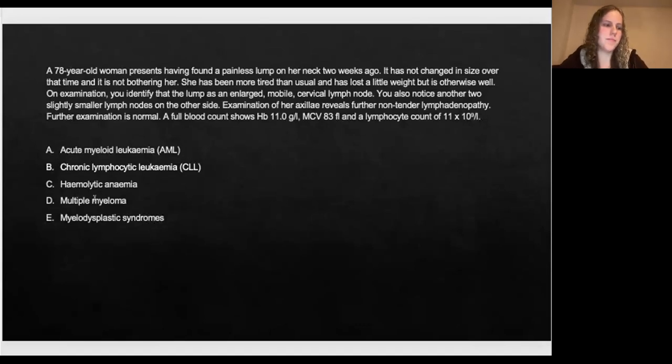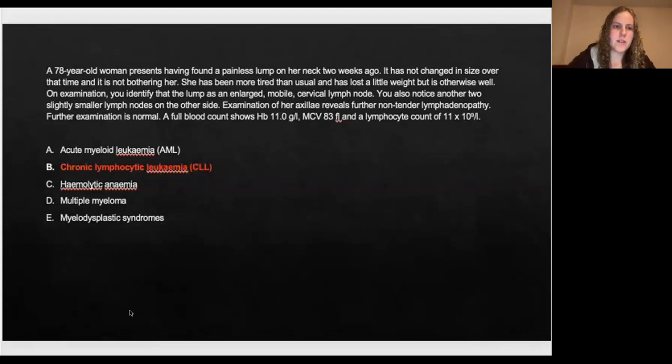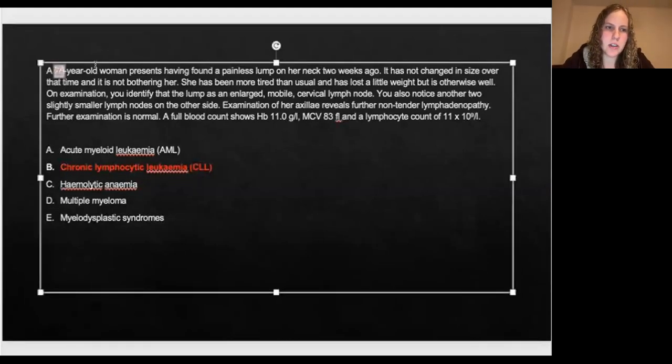Does anyone know the answer? The answer is chronic lymphocytic leukemia. Just going to point out a couple of things here. Her age: chronic lymphocytic leukemia is usually in older people. In lymphocytic leukemia, you usually have elevated lymphocytes. Kind of obvious, but here it is, which you don't have in acute myeloid leukemia.